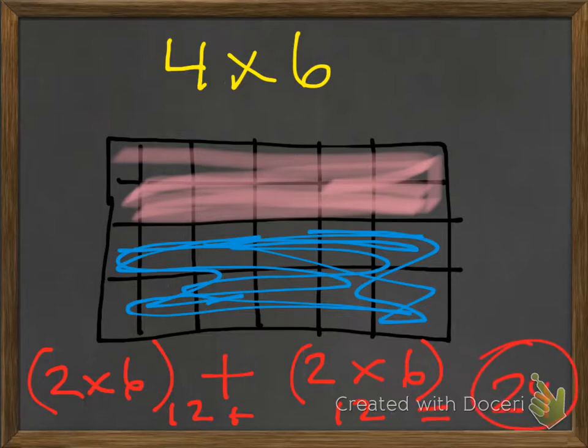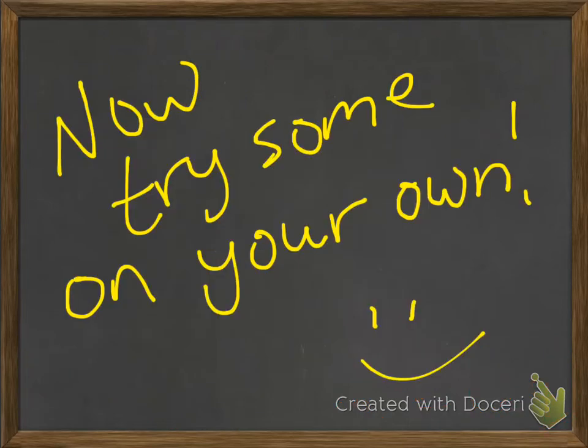So here's another way to break it apart in easier ways, so maybe you know what 2 times 6 is, in case you didn't know what 4 times 6 is. So 2 times 6 plus 2 times 6 is still going to get you the answer, 24. Now try some on your own. Good luck.